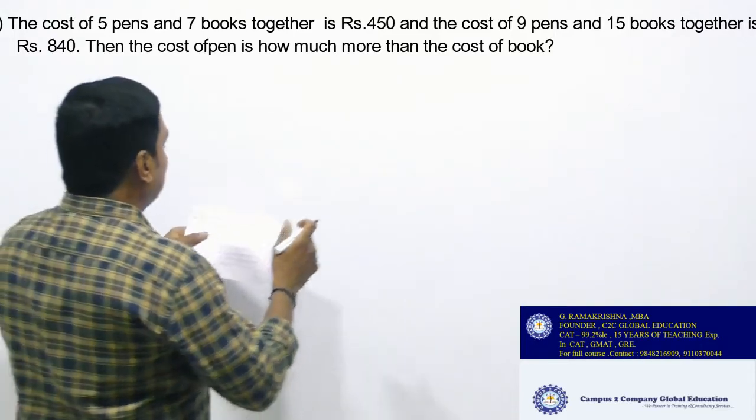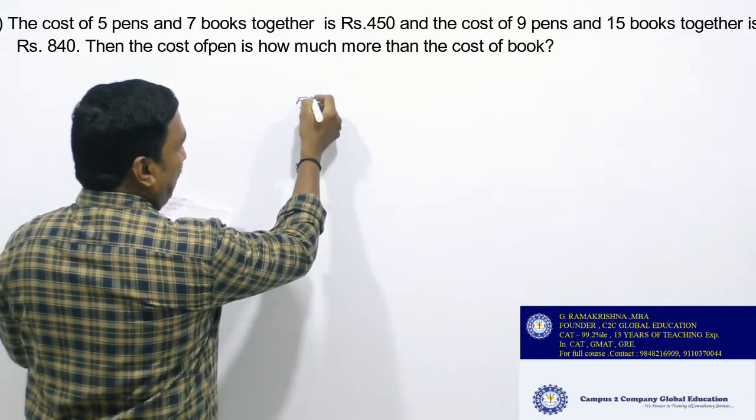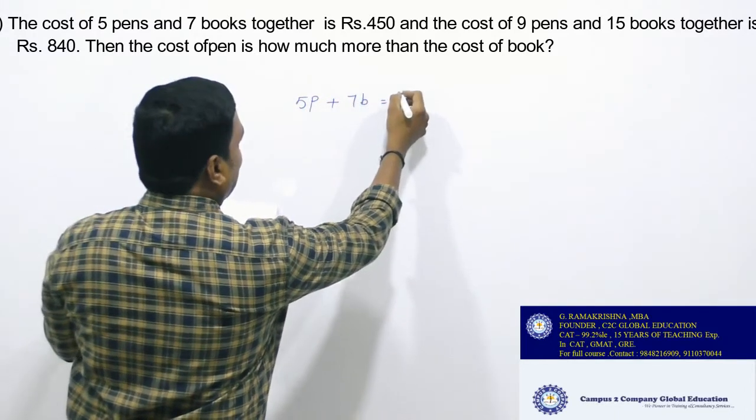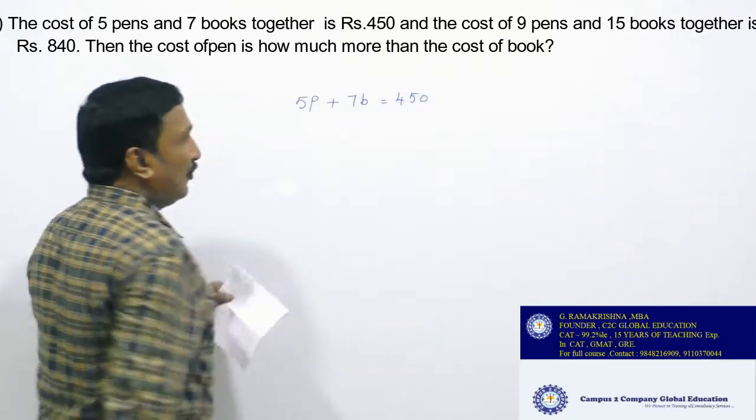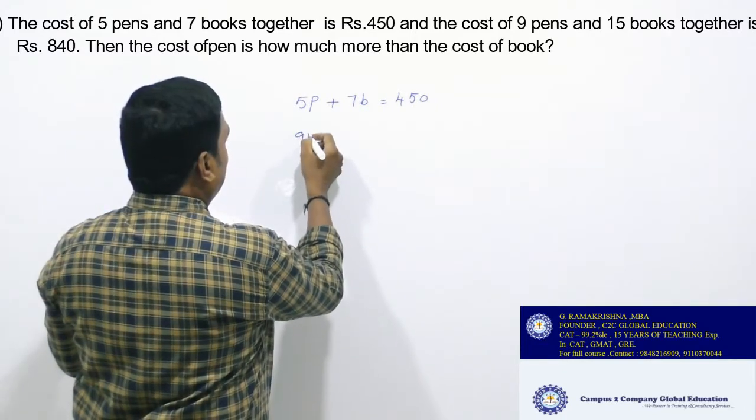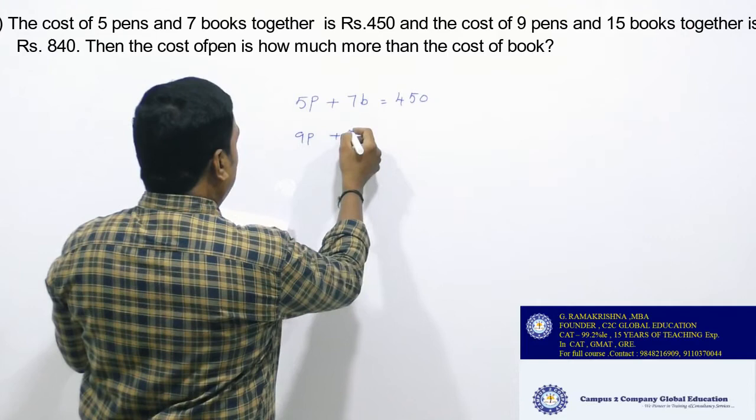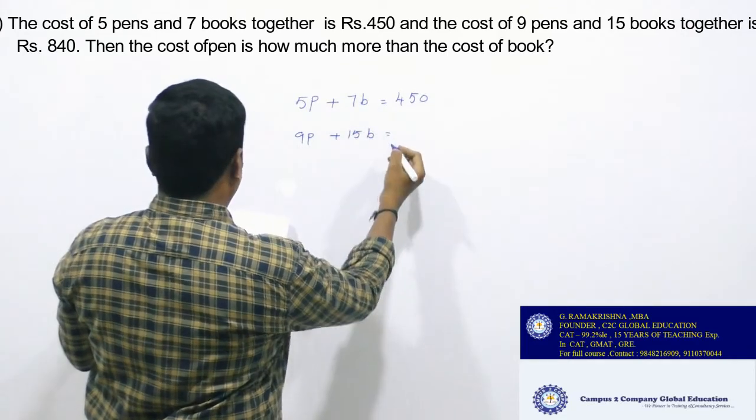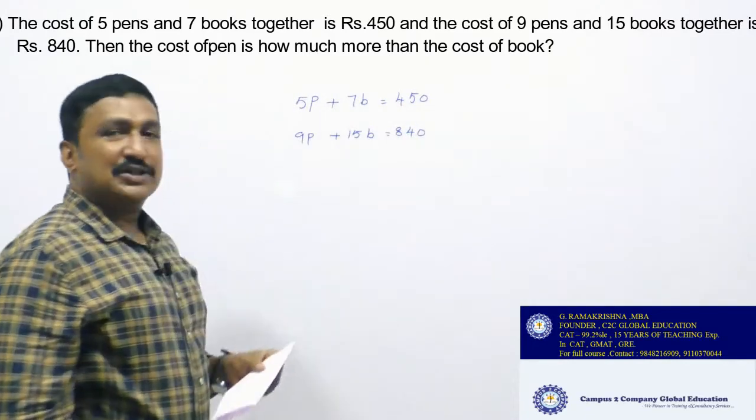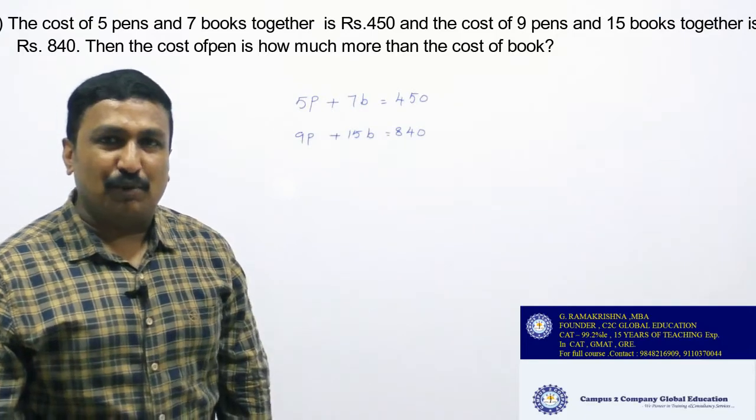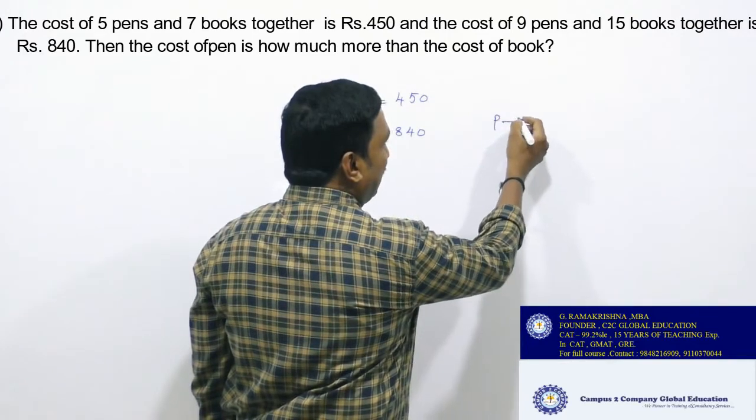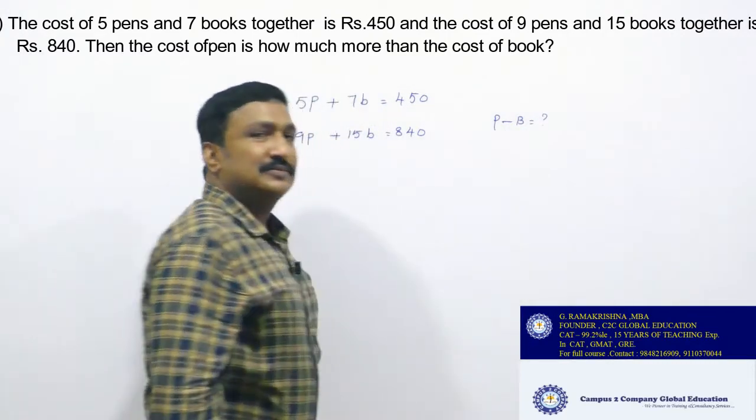So first write down the equations according to the statements. The first equation: the cost of 5 pens, so 5p plus 7 books, 7b, together 450 rupees. Right friends? And the second condition, the cost of 9 pens and 15 books together 840 rupees. Now they are asking how much more the cost of a pen is than the cost of a book. That means we have to find the p minus b value. Right friends?